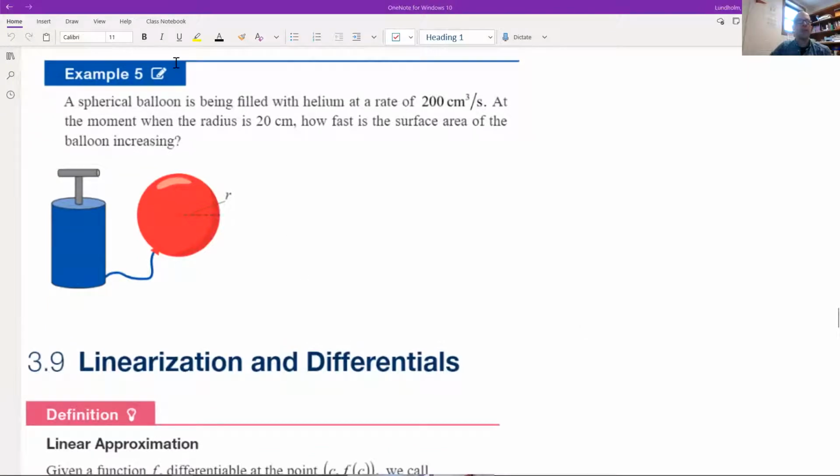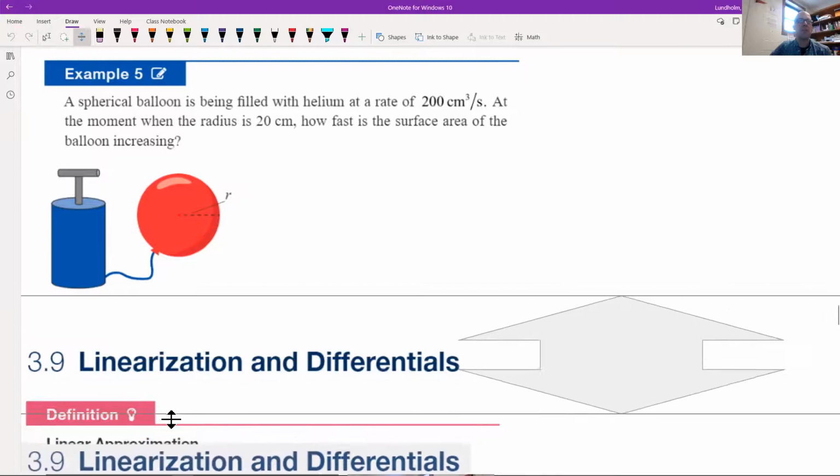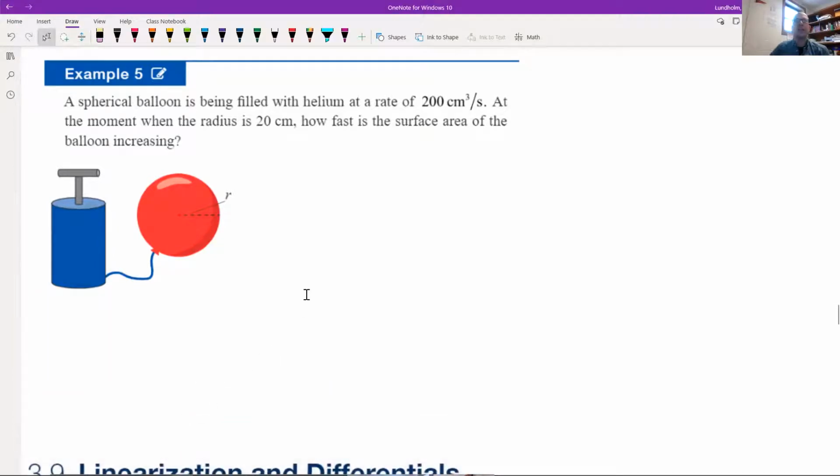Here we got a balloon, and why don't I make us a little bit of room just in case we need it. Get that linearization out of the way. All right. A spherical balloon is being filled with helium at a rate of 200 cubic centimeters per second. The moment when the radius is 20 centimeters, how fast is the surface area of the balloon increasing?